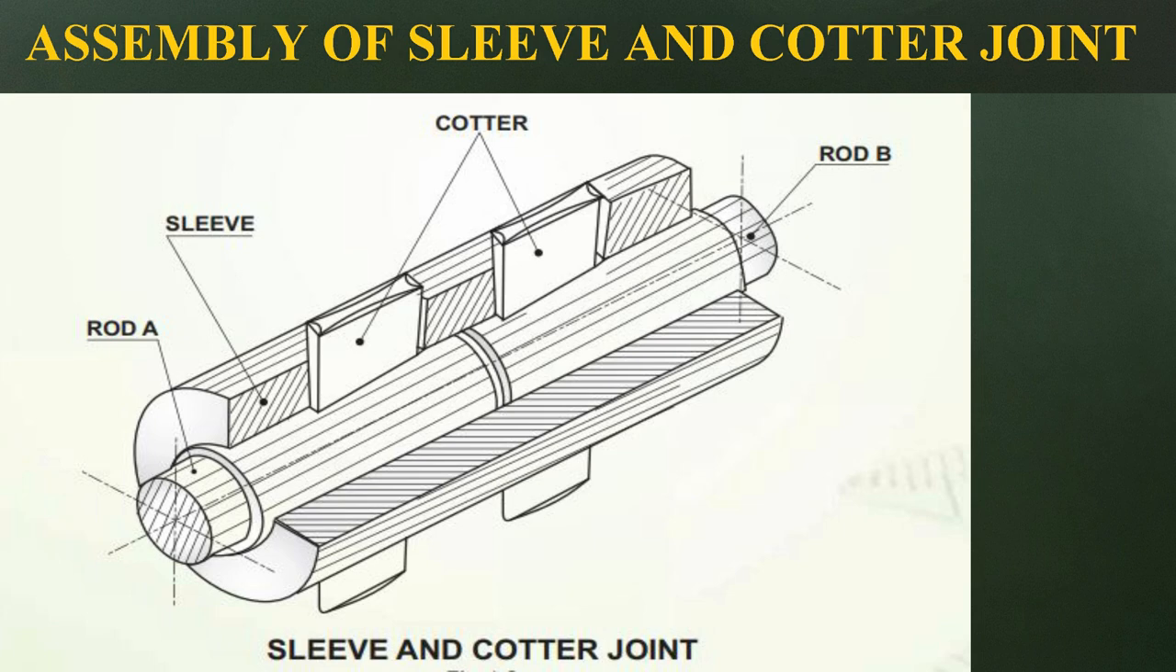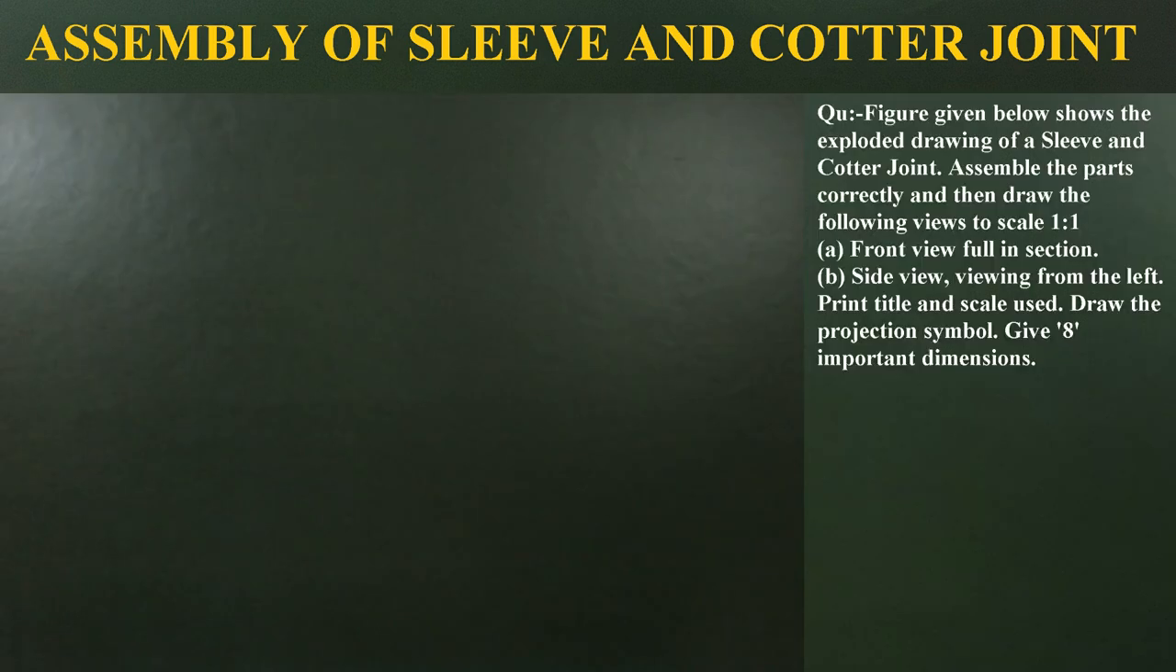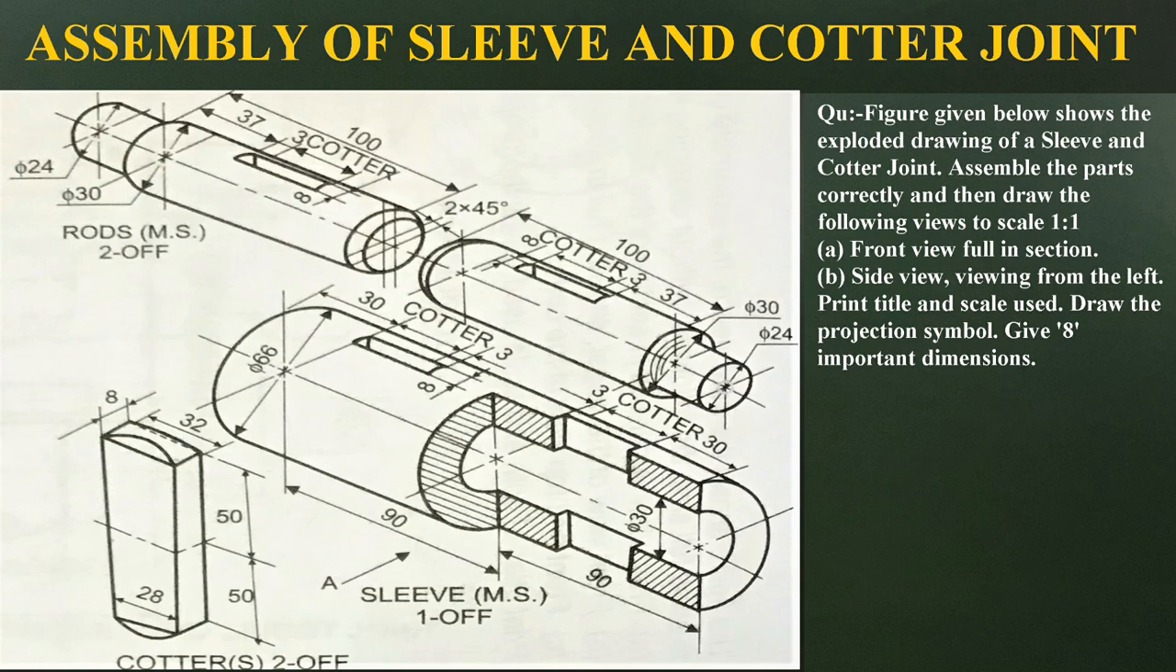Now as you can see, we have a total of five elements in this joint: rod A, the first element; rod B, the second element; the sleeve, common for rod A and rod B, the third element; and two cotters. Now let's start the first problem of the sleeve and cotter joint. Problem statement: the figure given below shows the exploded drawing of a sleeve and cotter joint. Assemble these parts correctly and then draw the following views to scale 1:1.